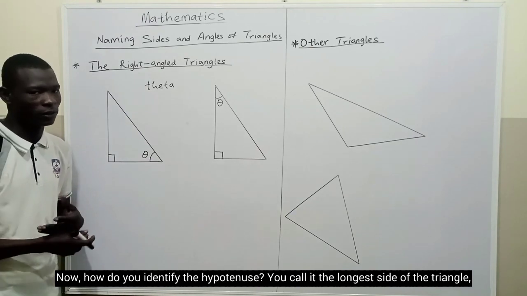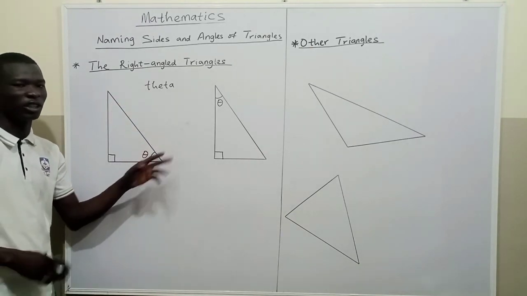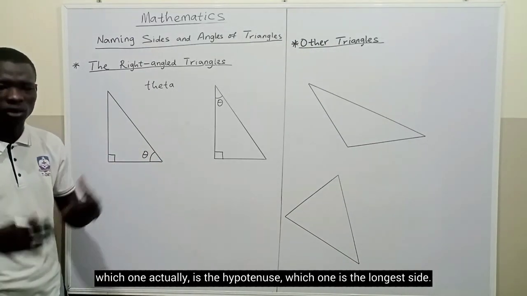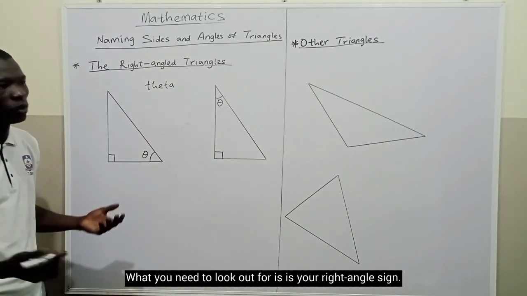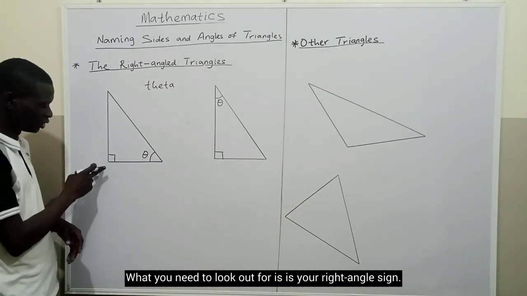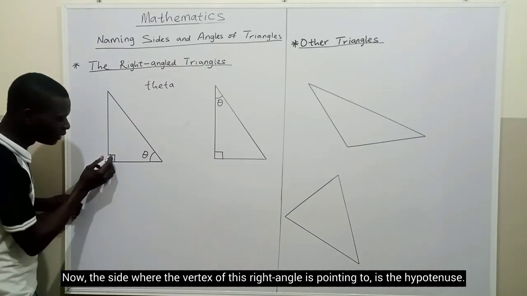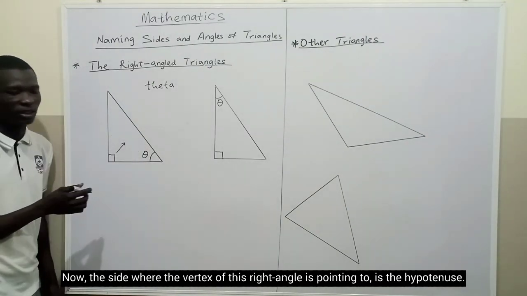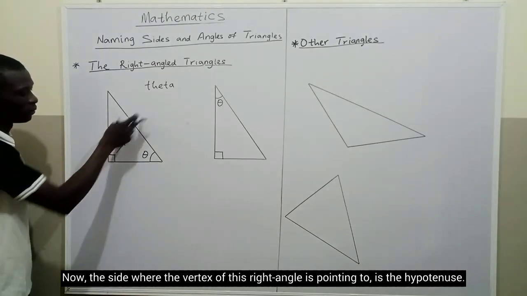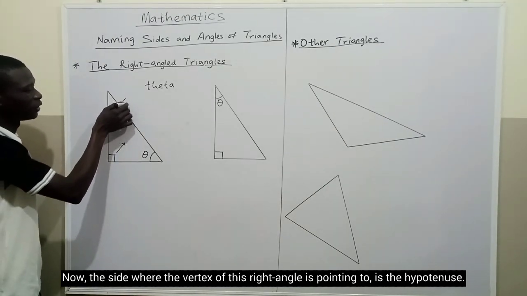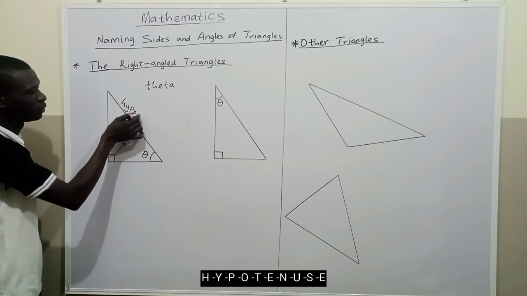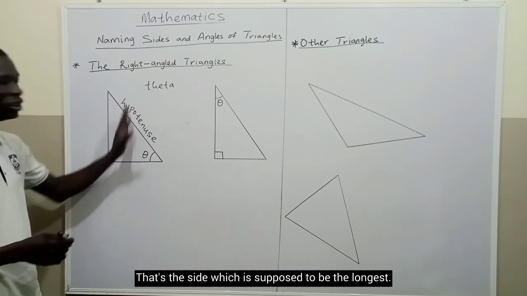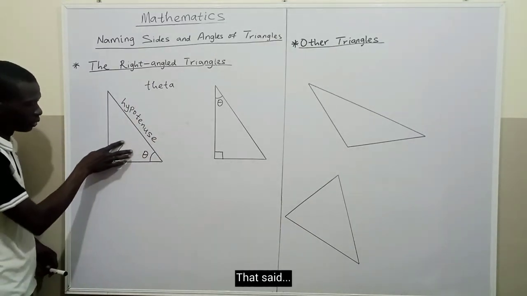Now, how do you identify the hypotenuse? You call it the longest side of the triangle, but they may give you a right angle triangle where you may not be able to tell which one actually is the longest side. All you need to watch out for is the right angle. Where is your right angle? This is your right angle. Now, where the vertex of this right angle is pointing to, the line it is pointing to, that is your hypotenuse. That's the side of the right angle triangle which happens to be the longest side. So that's said.